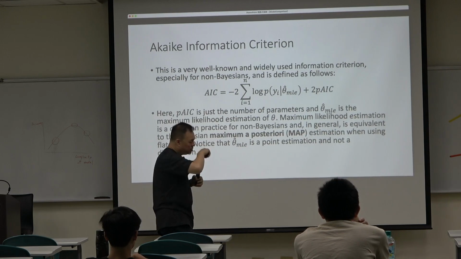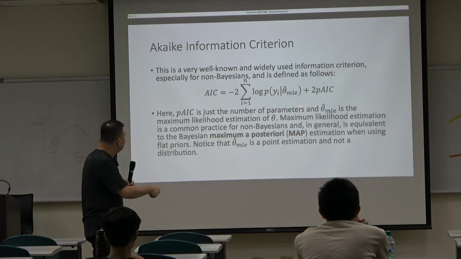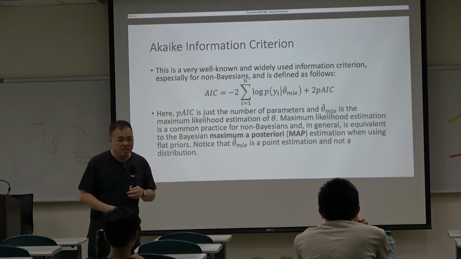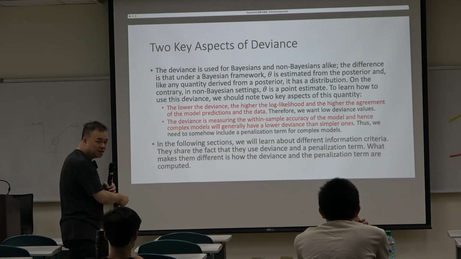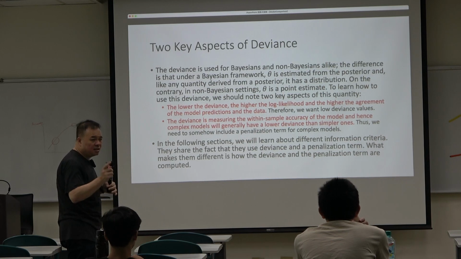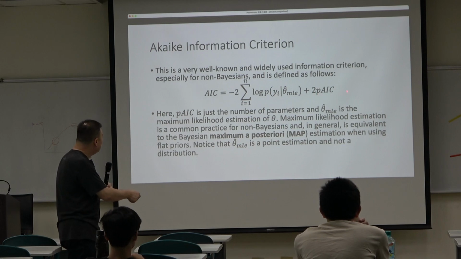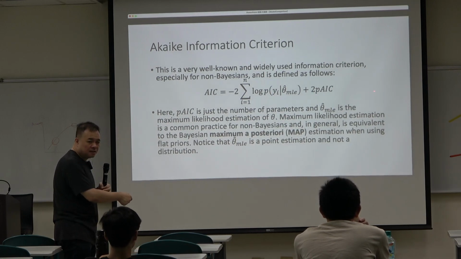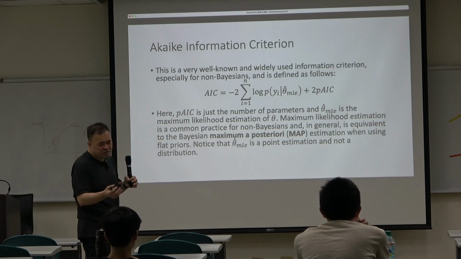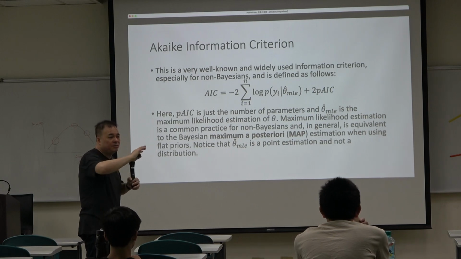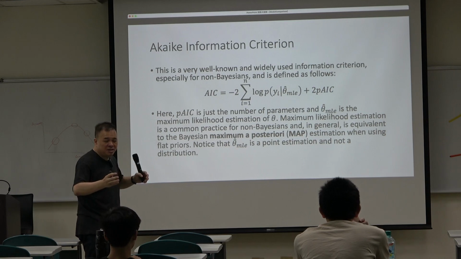The larger the AIC, the higher the deviance, right? So we want the lower deviance, right? The lower deviance represents a better model, right? So this penalization term will increase the deviance. So that's the information criteria. I just use this as an example to show you the general form of information criteria.